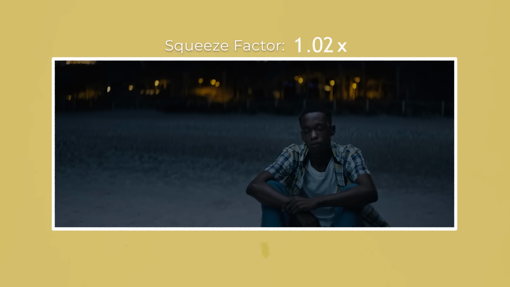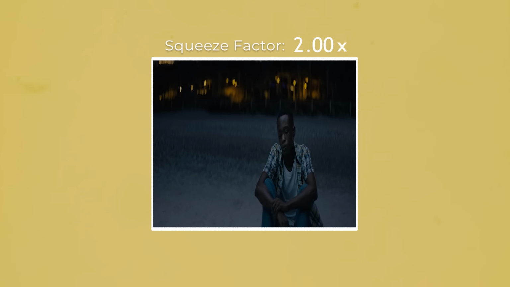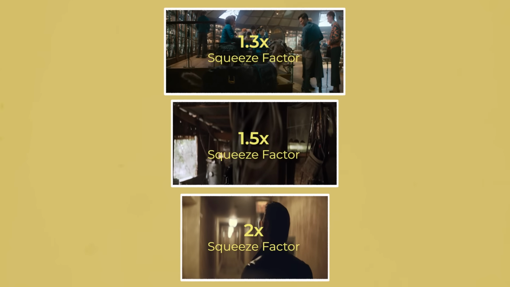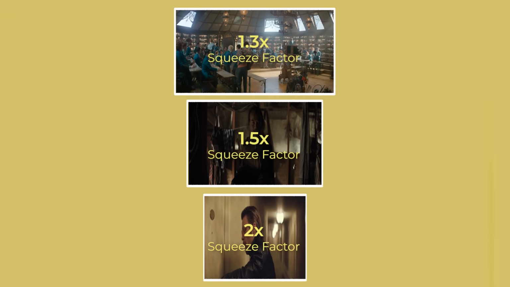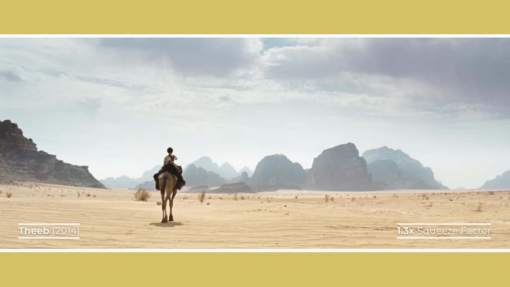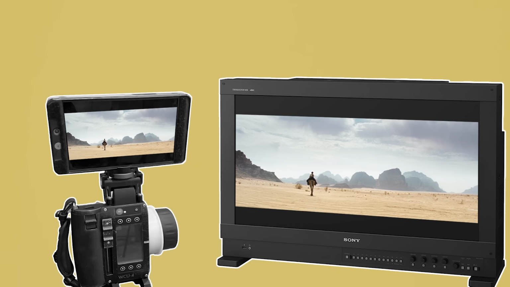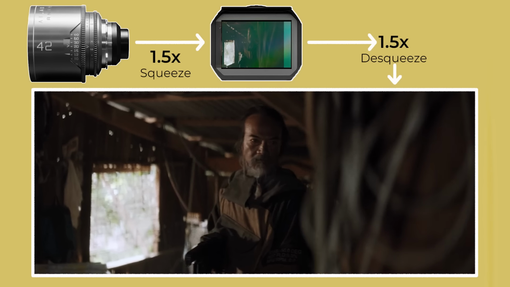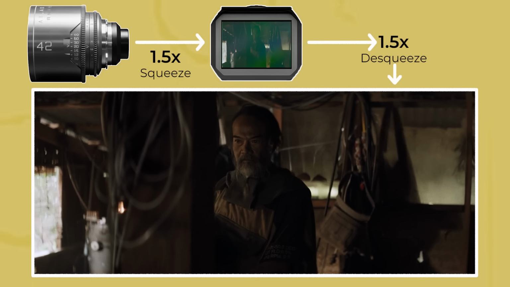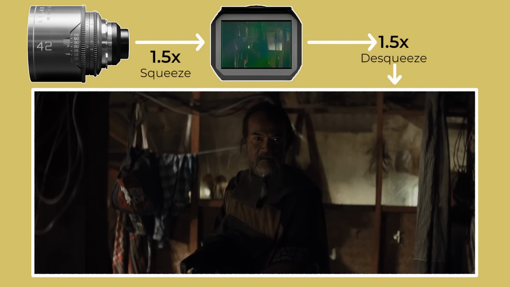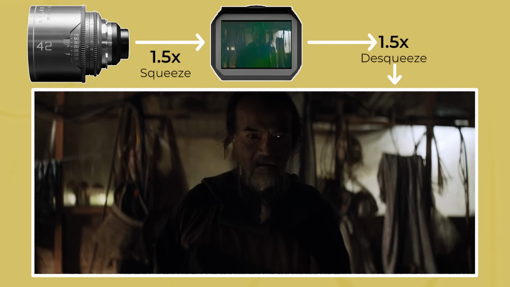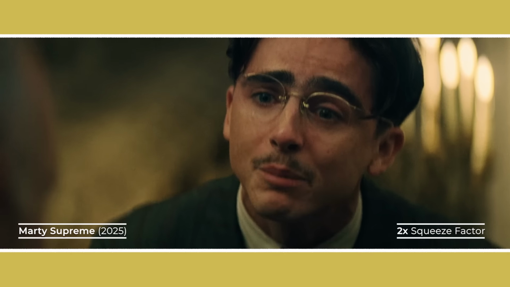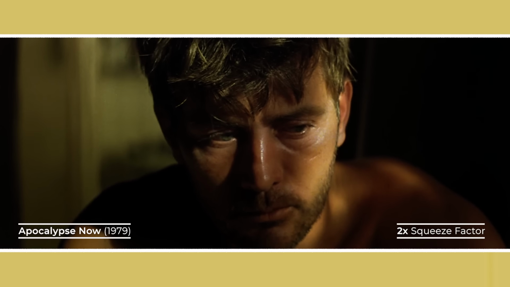The squeeze factor includes how much the image is compressed horizontally. Common anamorphic squeeze factors include 1.3 times, 1.5 times, and 2 times. Whatever squeeze you shoot with must be matched by an equivalent de-squeeze, both for on-set monitoring and in post-production. So a 1.5 times anamorphic lens requires a 1.5 times de-squeeze in post to bring the image back to its correct proportions. The 2 times squeeze is the traditional classic anamorphic format.